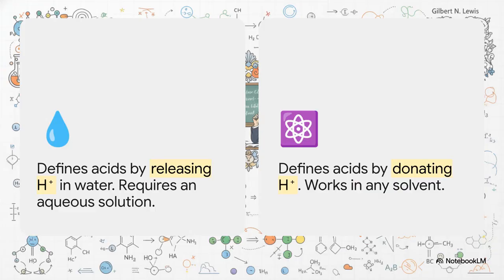So what you're seeing here is just how big of a leap in understanding this was. The Bronsted-Lowry theory basically unshackled the definition of an acid from water. Suddenly, acidity could happen in any solvent, and the definition of a base became this perfect logical counterpart. One gives, the other takes.